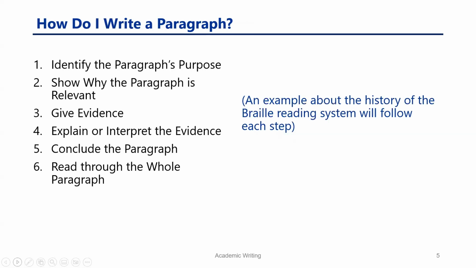So how do we write a paragraph? First, we identify the paragraph's purpose. We show why the paragraph is relevant. We give evidence. We explain or interpret the evidence. We conclude the paragraph. And then we read through the whole paragraph to make sure that it makes sense. So we're going to go through each of these steps. And each time we do, we'll also have an example about the history of the Braille reading system that we can look at.